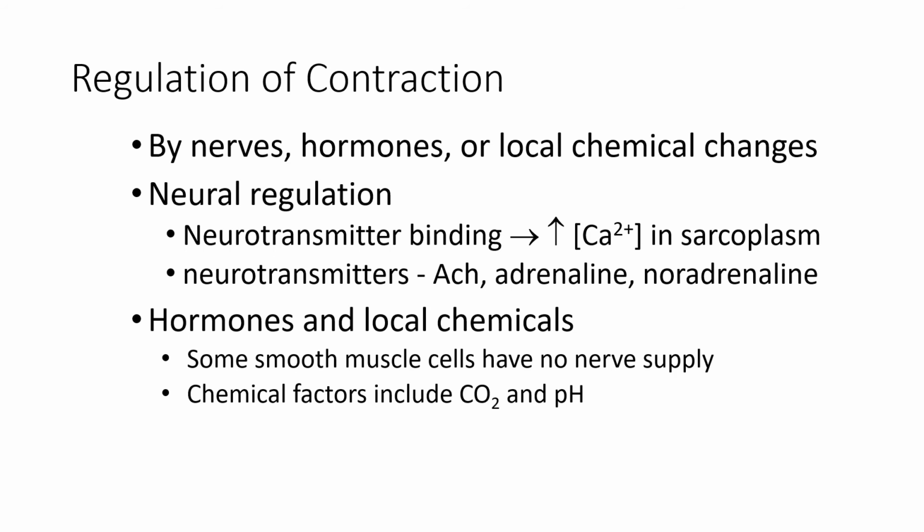We also can control smooth muscle contraction via hormones and local chemicals. So some smooth muscle cells have no nerve supply, but they will depolarize spontaneously or in response to a chemical stimuli. Some respond to both neural and chemical stimuli, and chemical factors obviously include hormones, carbon dioxide levels, and pH.